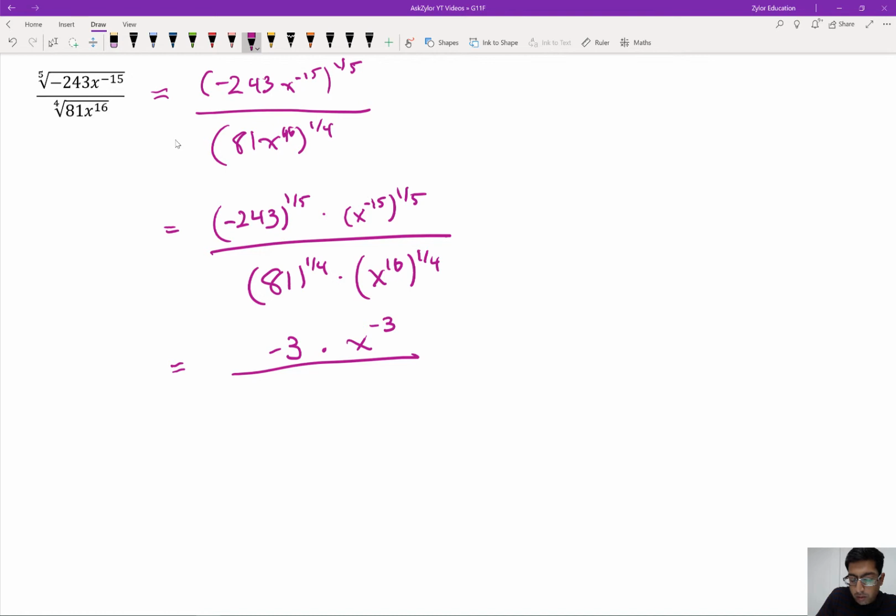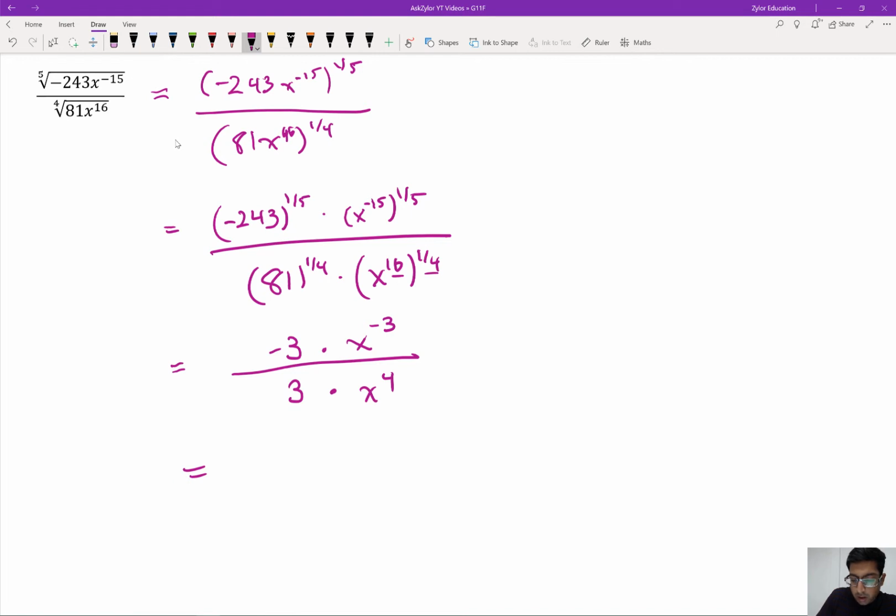In the denominator, we have 81 to the quarter, which is 3, because that's the 4th root of 81, which is 3. And then x to the 16 to the power of a quarter, you multiply the 16 and the quarter. That gets you x to the power of 4.